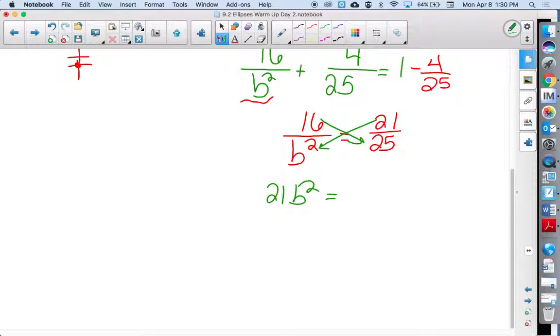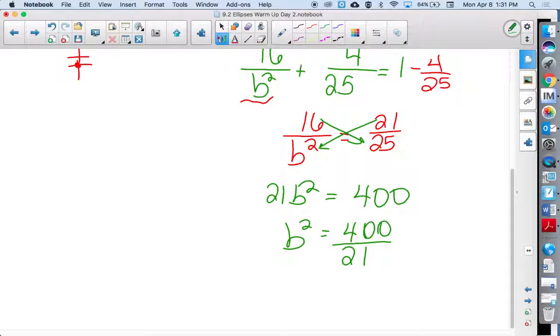If you have 16 quarters, how much do you have? Chelsea? $4. So 16 times 25 is $4. And then get b squared by itself. So divide by 21. So that's 400 divided by 21, which is a really odd value to have for b. I mean, yeah, they're fractions, but the fractions we work with are a little smaller. Yeah, well, and the 400 is a perfect square, but not the 21.